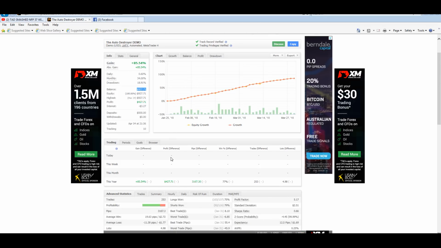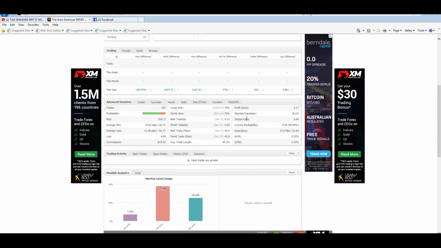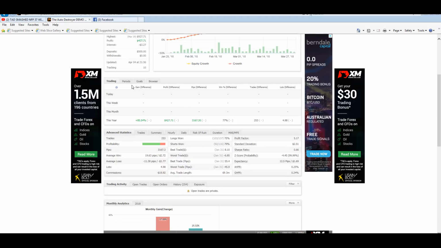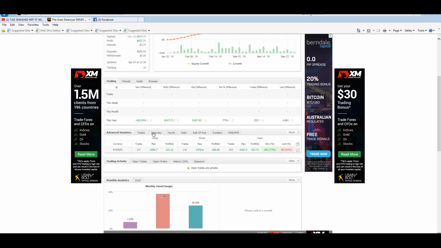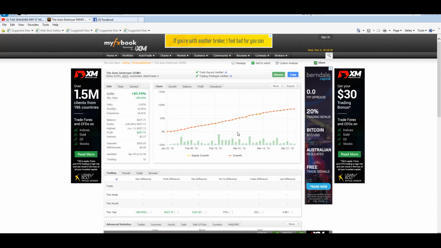You can see down here, does it tell me how much pips it made? Summary. Yeah, in total it made 3,167 pips, 77% win ratio. It literally just, every day, was making 1%. But the problem with that is that we didn't run a tight stop loss with it. So we had a massive move in the market.